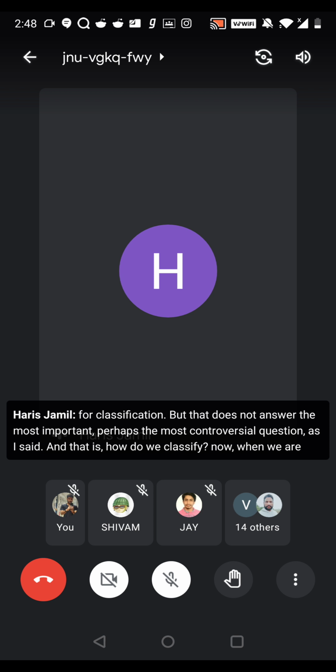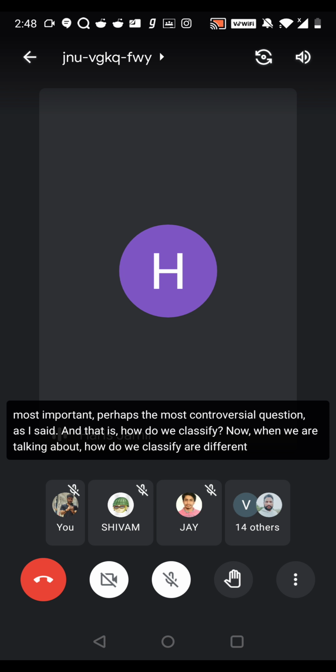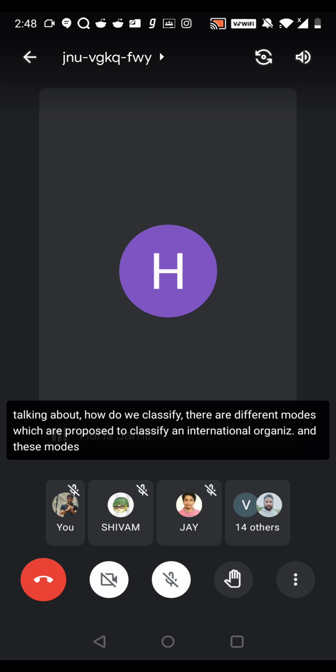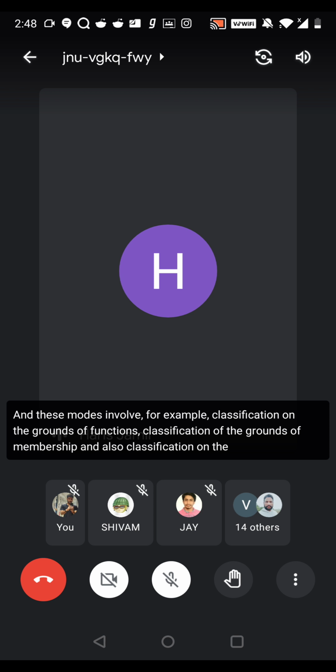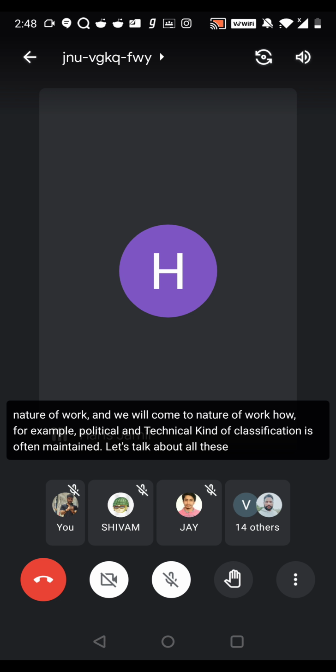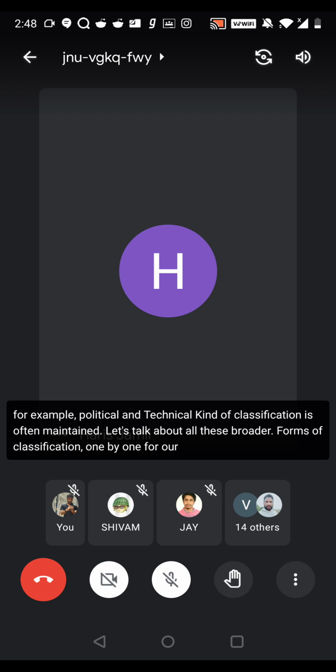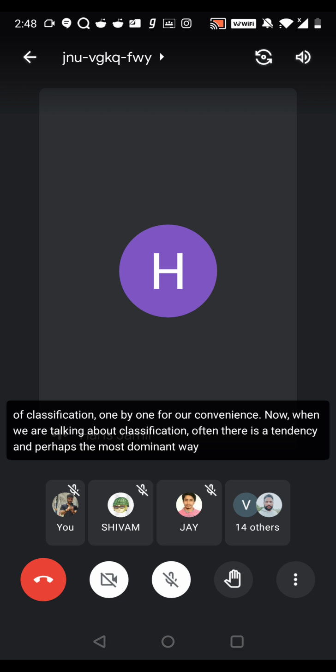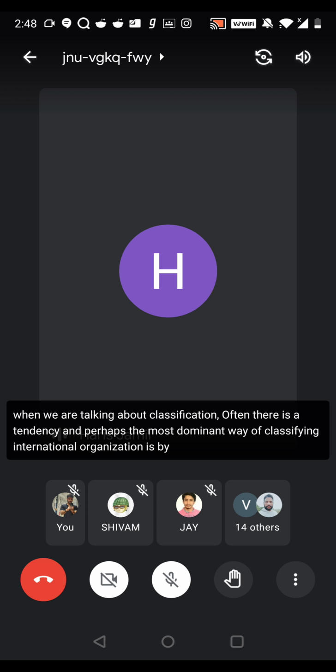Now, when we are talking about how to classify, there are different modes which are proposed to classify an international organization. These modes involve, for example, classification on the grounds of functions, classification on the grounds of membership, and also classification on the grounds of the nature of work. And we will come to how, for example, political and technical classification is often maintained. Let's talk about all these broader forms of classification one by one for our convenience. Often there is a tendency, and perhaps the most dominant way of classifying international organizations is by identifying their functions.